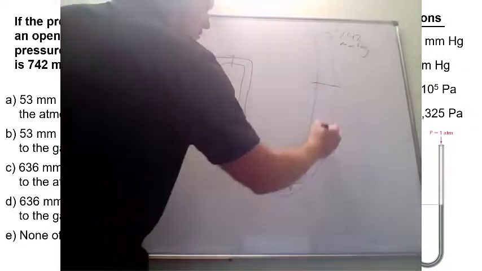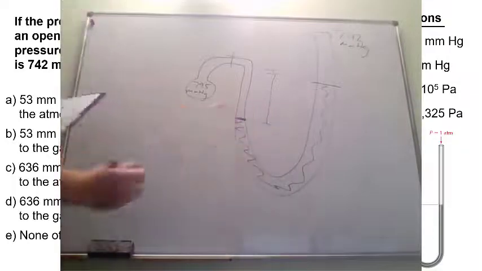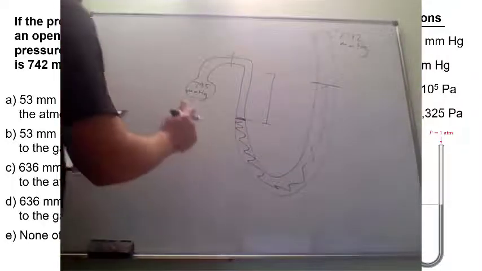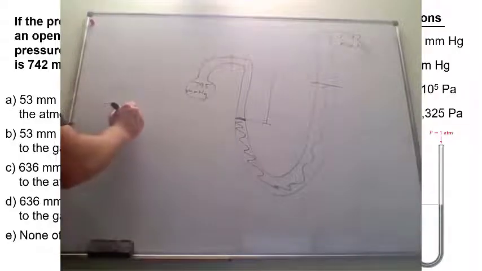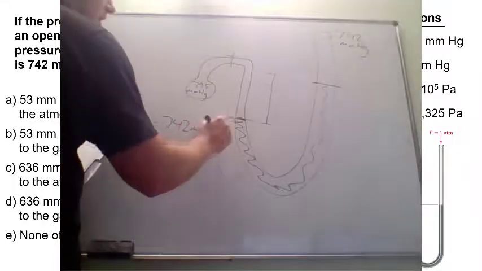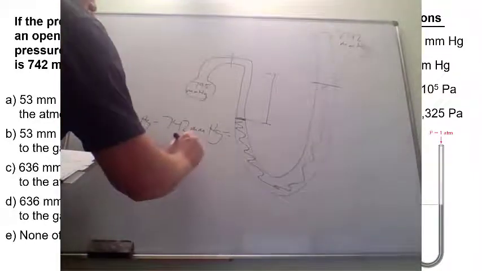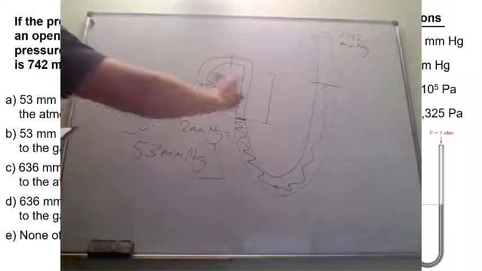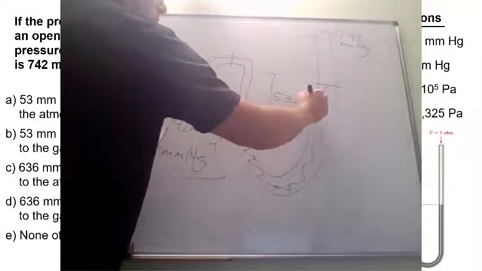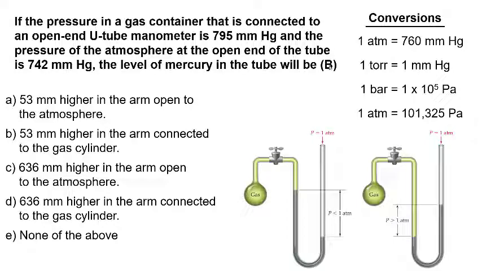So we know that the mercury is going to look like this. So now we need to determine what is the distance difference between those two mercury levels. For that, we simply do a subtraction problem, saying that 795 millimeters of mercury minus 742 millimeters of mercury is going to equal the difference between those two layers, which is going to equal 53 millimeters of mercury, difference between the two, and we're going to see it higher on the open end side. All right, so therefore our correct answer is A, 53 millimeters higher in the open arm to the atmosphere.